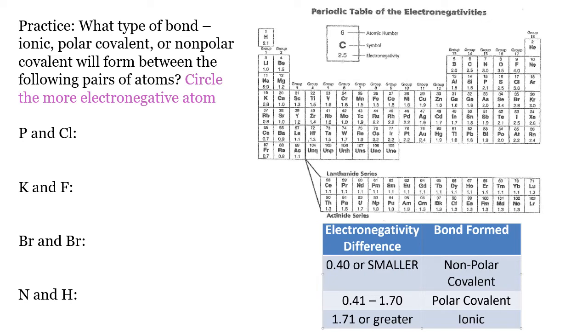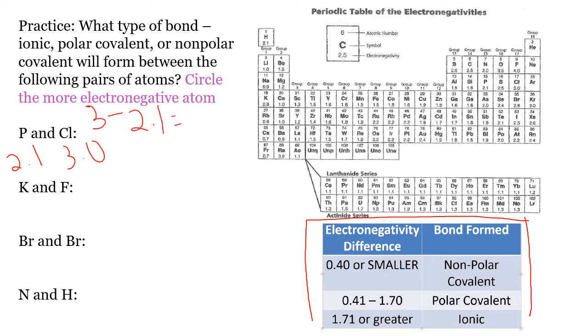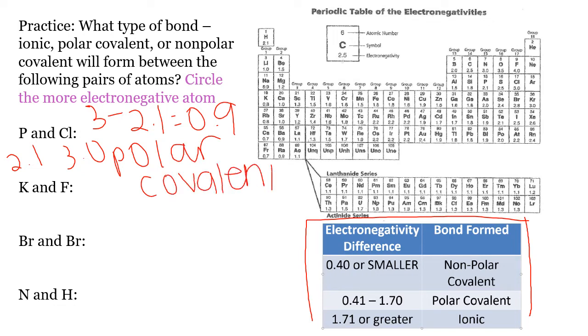P and Cl. P, our phosphorus, has an electronegativity value of 2.1. Chlorine has a value of 3.0. My little table is right here to help. 3.0 minus 2.1 is a difference of 0.9. And so that is a polar covalent bond. Then circle the more electronegative atom. Well, it is chlorine.